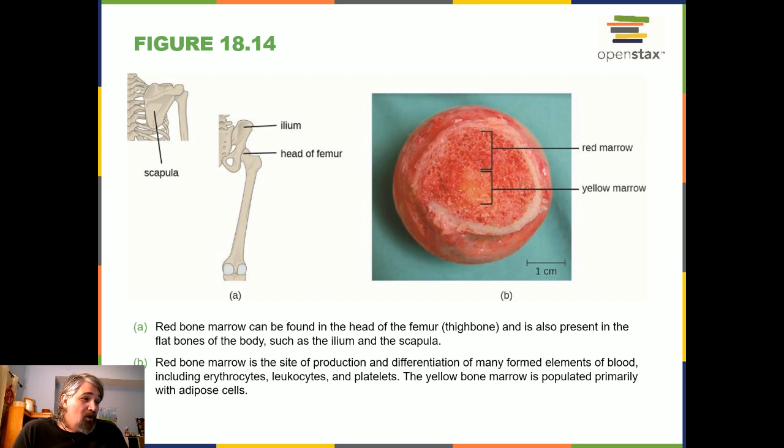Okay, so red bone marrow. We have the head of the femur, flat bones of the body like the ilium and scapula. So red bone marrow is the site of production and differentiation of many formed elements of the blood: our red blood cells, our thrombocytes, or platelets, and leukocytes. Meanwhile, the yellow bone marrow is populated primarily with fat cells. So there's yellow marrow, red marrow. Okay.